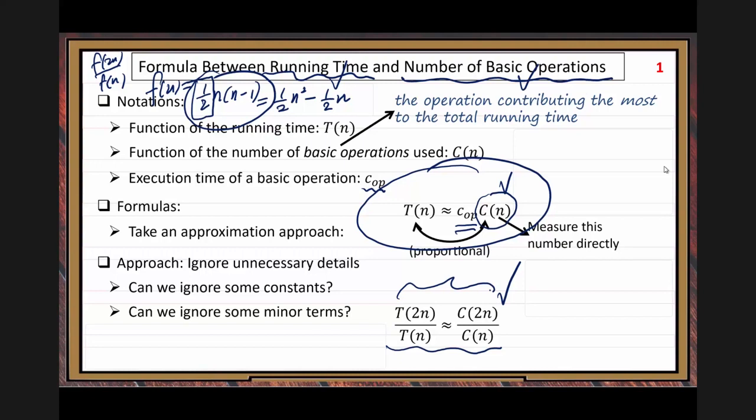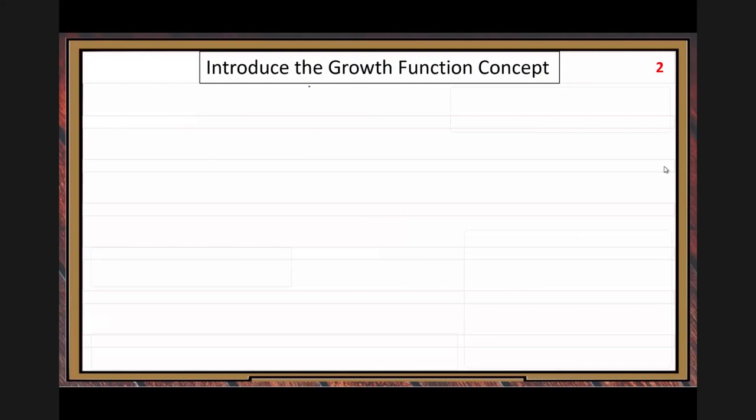Then we want to do another simplification. Here, this ratio, we understand the constant part can be ignored if we want to further simplify the expression. But how about the minor term? The first term we know is much larger than the second term. So we want to look at the major term and the minor term.